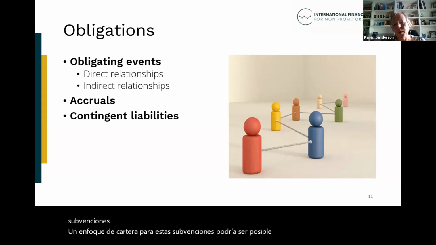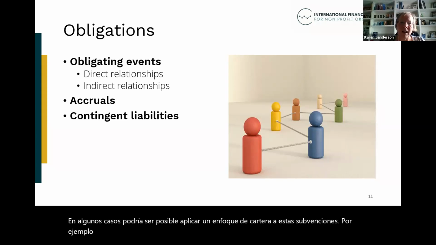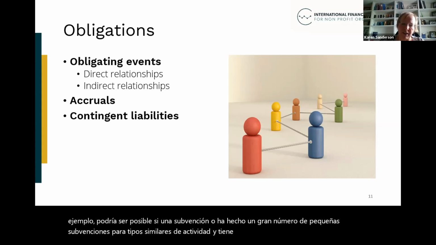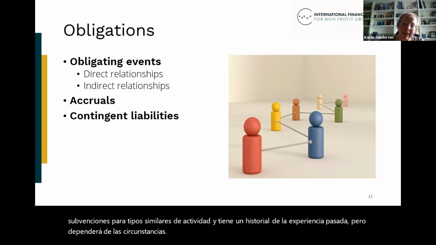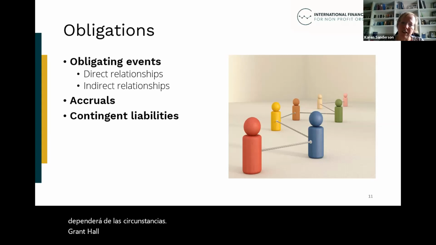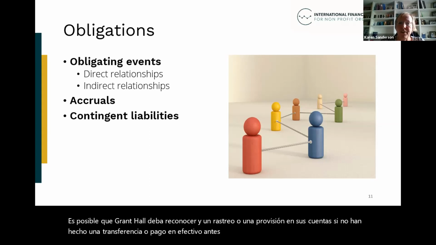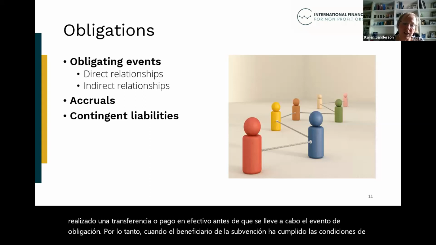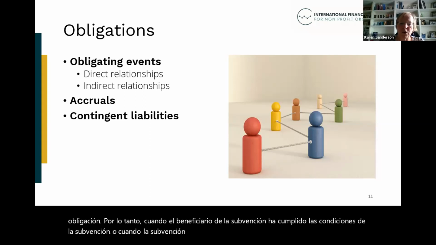For example, it could be possible if a grantor has made a large number of small grants for similar kinds of activity and has a track record from past experience, but it will depend on the circumstances. Grantors may need to recognise an accrual or a provision in their accounts if they haven't made a transfer or cash payment before an obligating event takes place. So where the grant recipient has met the grant conditions, or when the grant has no conditions, the grantor will need to accrue these amounts and recognise an expense.